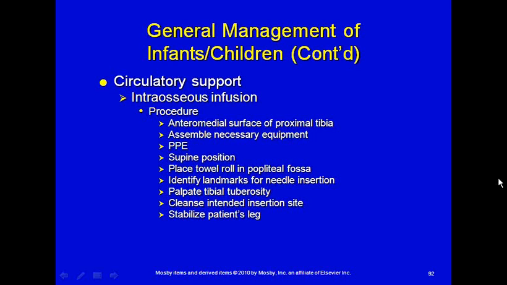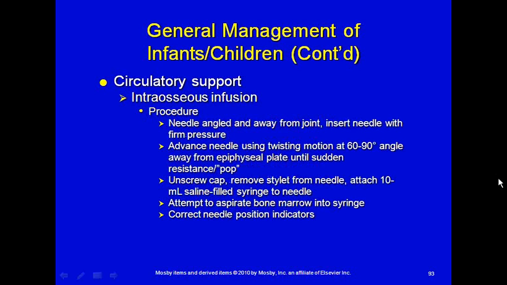Cleanse the intended insertion site with whatever you use to do IVs. Stabilize the leg. Put the needle at a 90-degree angle to the bone. And then here they're referring to the old Jamshidi needle where you twisted it back and forth by hand. But if you're using a bone injection gun or you're using an EZ-IO drill, you just follow the process for that. When you feel a pop, stop, you're in the cavity. And then attempt to aspirate bone marrow. You may get bone marrow into the syringe, you may not. If they're severely dehydrated, you're not going to get bone marrow in there.